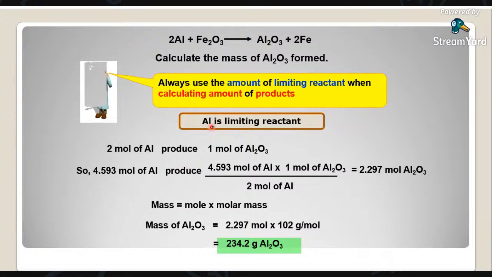Okay, so since aluminium is the limiting reactant, that's why we compare the limiting reactant, the boss, with the product, aluminium oxide. You get the number of moles of the product formed, and then you times with molar mass, then you will get the mass of the product formed. So remember, to calculate the amount of the product formed, always use the limiting reactant.